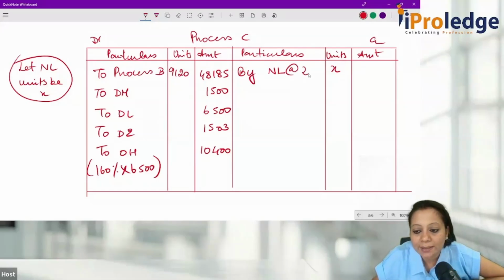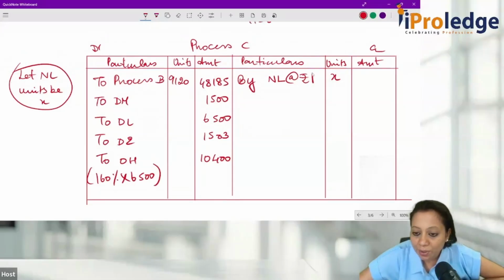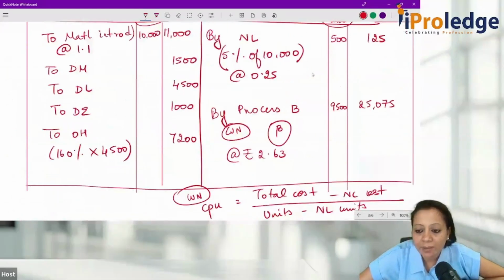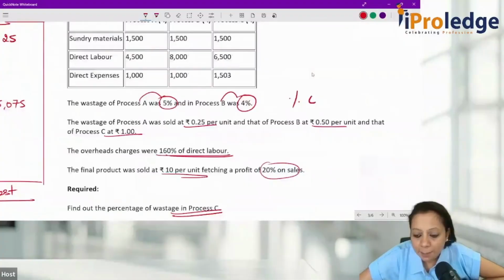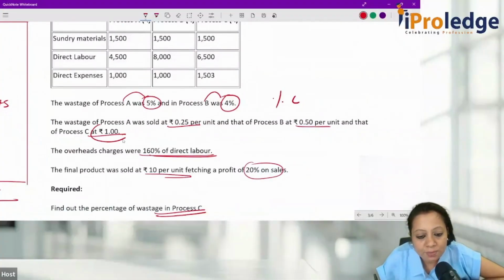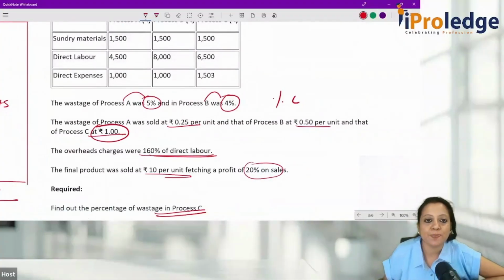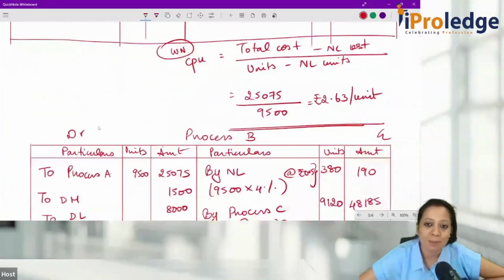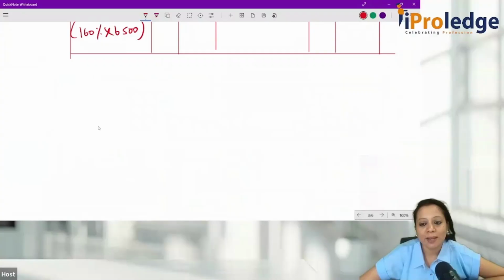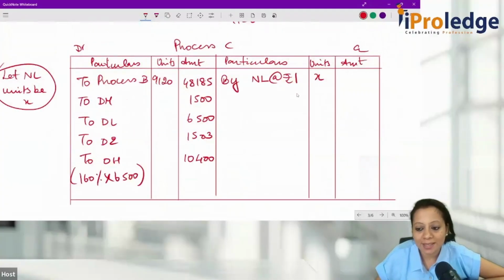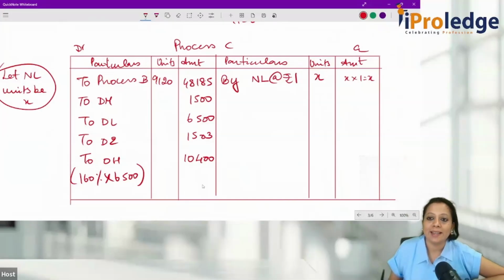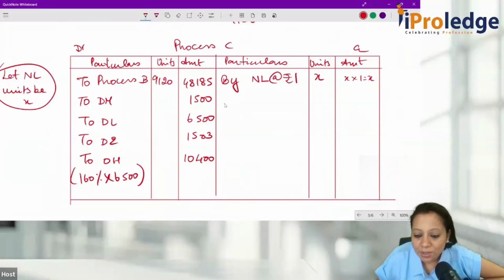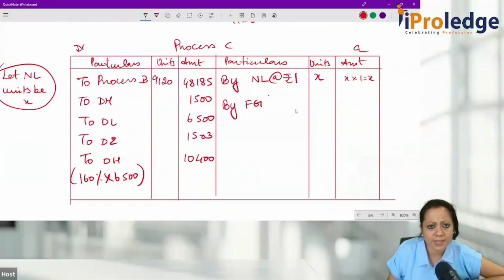A rate is going to be at the rate of rupee 1. How do we know? They have given in the question that the process C is going to be 1 rupee wastage. That makes our life a little bit simple because x into 1 will remain x, no? Yes, ma'am. So x into 1 is equal to x. Like that, I will write. Okay. So by FG, or you can write by closing.